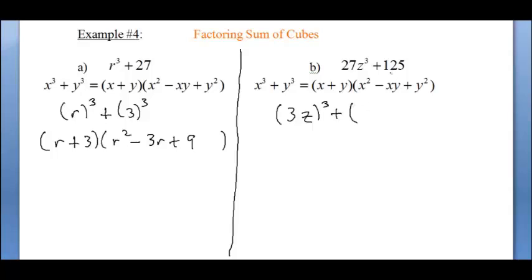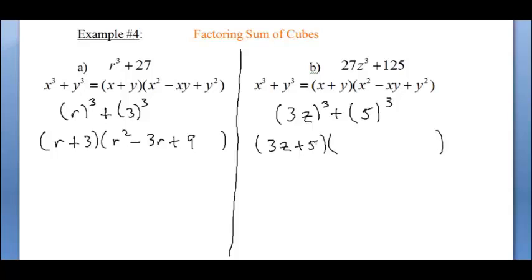So now we determine what cubed gives us 125, and that would be 5, because 5 times 5 times 5 is 125. Now we follow our pattern. We start by writing these two. They make up our first factor, 3z plus 5.